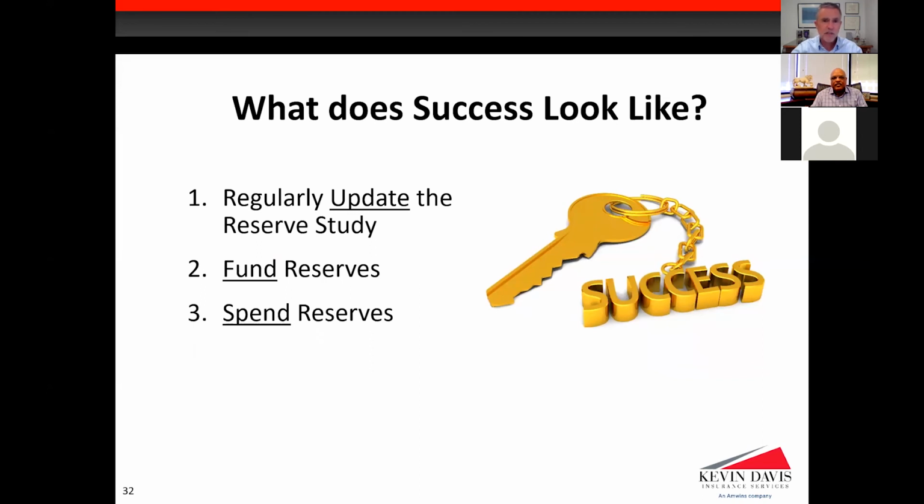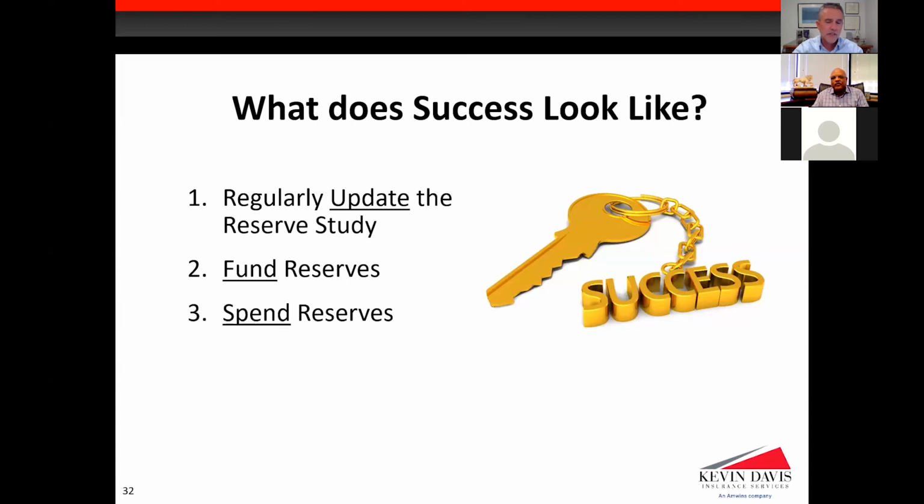So success looks like regularly updating the reserve study, getting fresh information, and then taking action. Action is key. The board needs to fund reserves as recommended. As I showed earlier, a healthy association is often at 25% of budget going towards reserves. If they're down in the 10% or 5% range, that's not a healthy association. They're running themselves into the ground. They need to fund reserves and provide enough cash so the projects can get done on time.